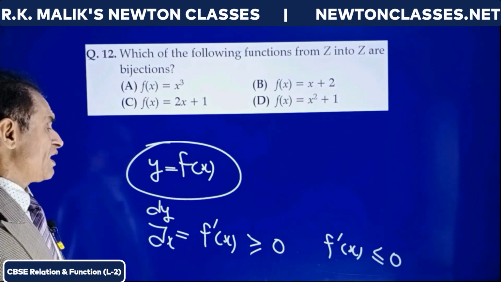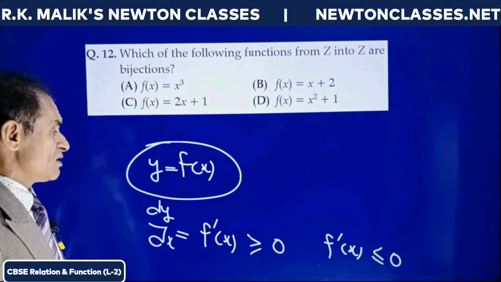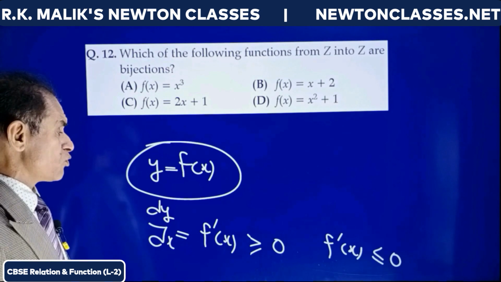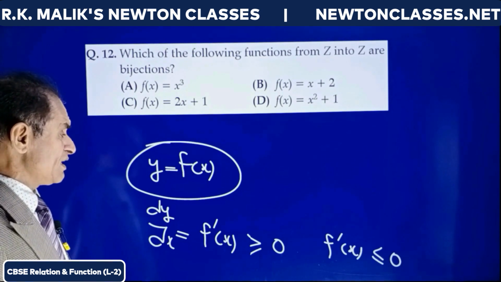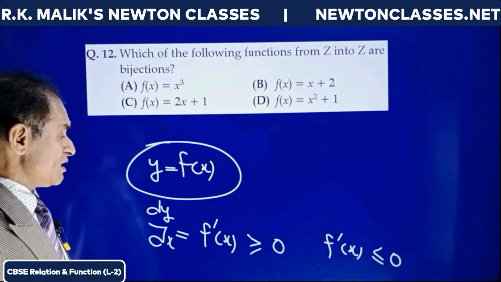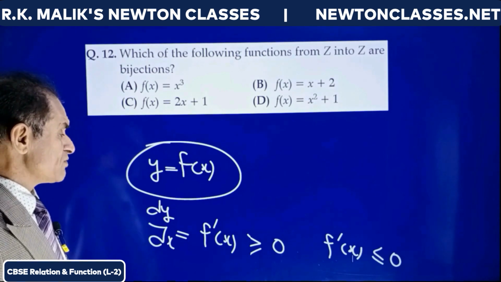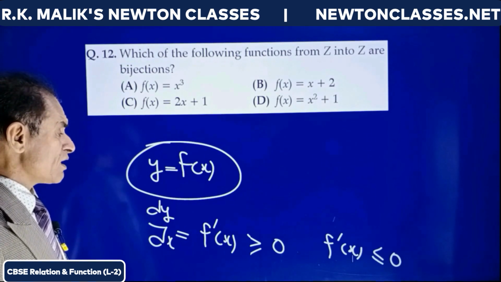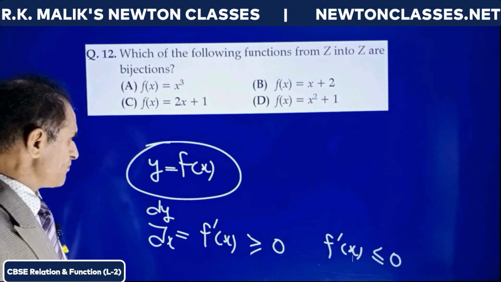And in the case if x is allowed to take natural values only or whole number values only or integral values only, in those cases it is best to use an arrow diagram to check the onto nature of the function.